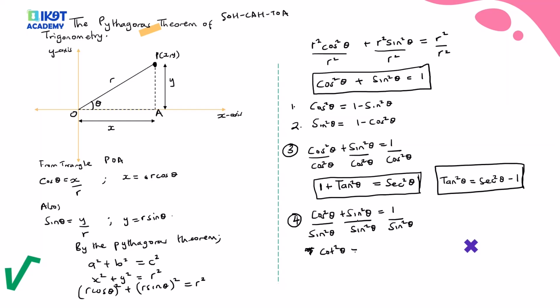1 out of sine squared theta is cosec. 1 out of sine is cosec squared theta. This is also another very important identity. So you can even make cosec squared the subject. You can make cot the subject. So you have cot squared theta is equals to cosec squared theta minus 1.